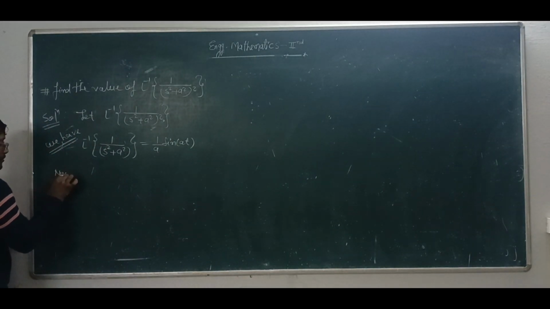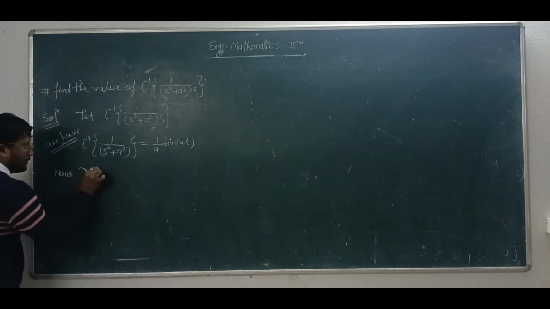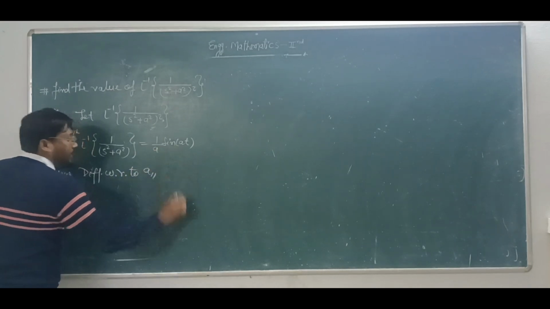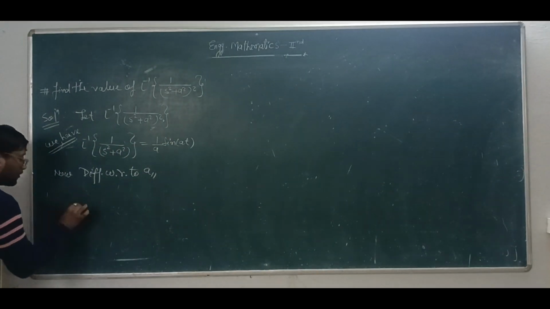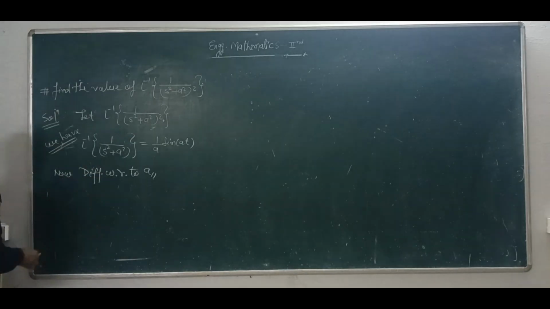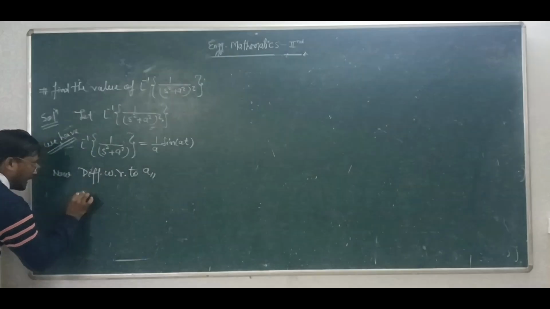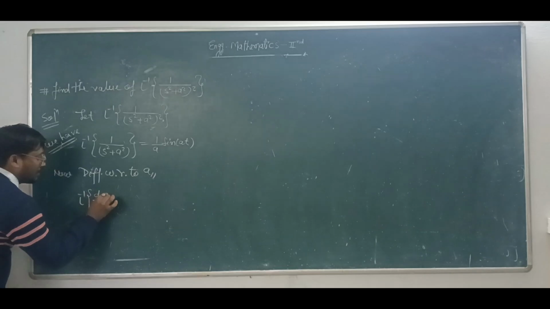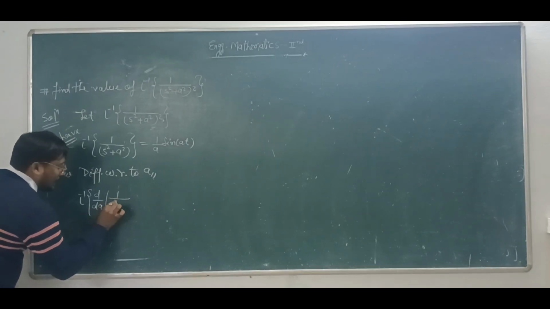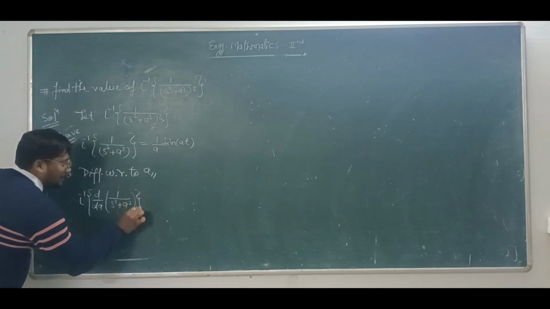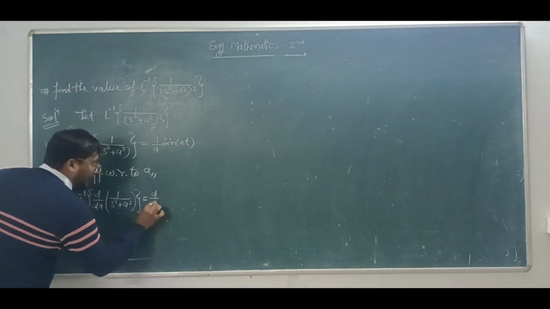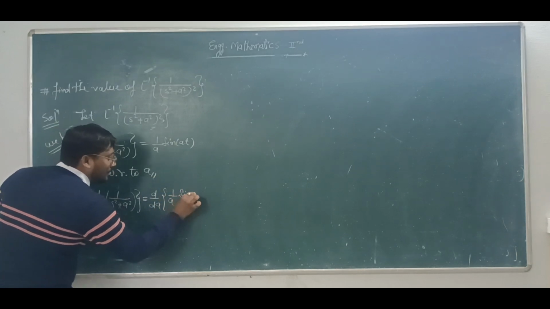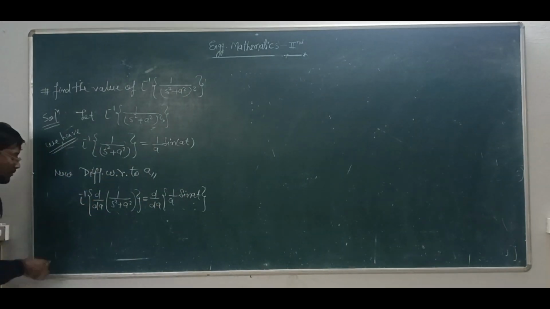Now differentiate with respect to a. If I differentiate this equation, now you find L inverse of d upon da of 1 upon (s square plus a square) is equal to d upon da of 1 upon a into sin at. Now differentiate this function.